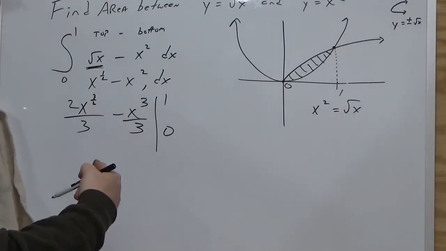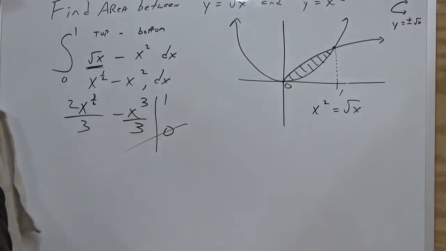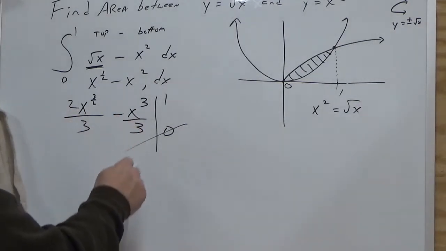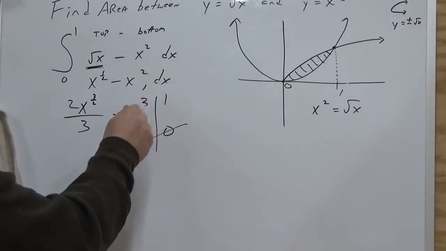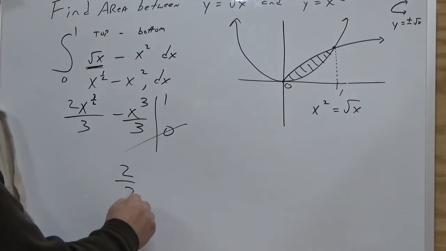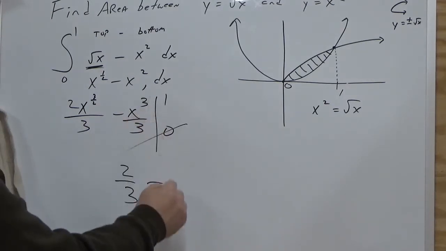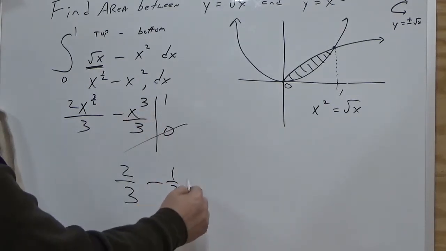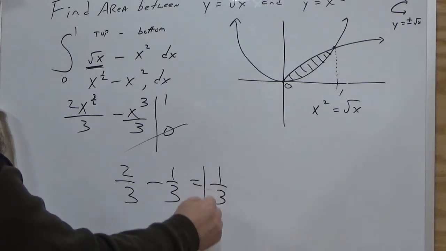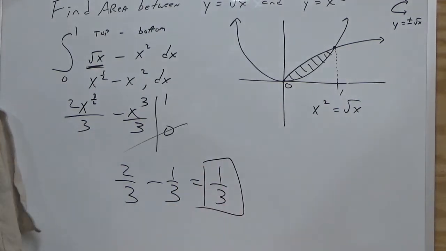Folks, they don't get easier to plug numbers in. 0 goes away because 0 times everything here is 0. So all we have to do is take care of the 1. So that's going to be 2/3 minus 1/3. Box it up. Okay?